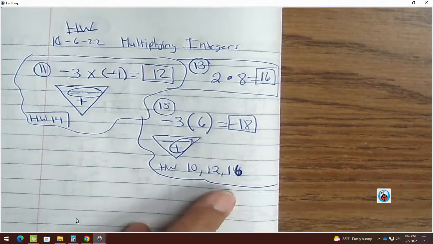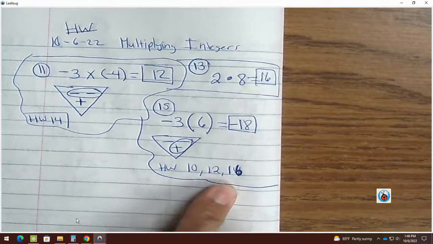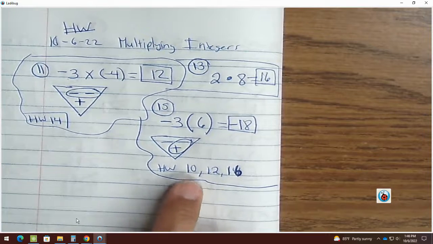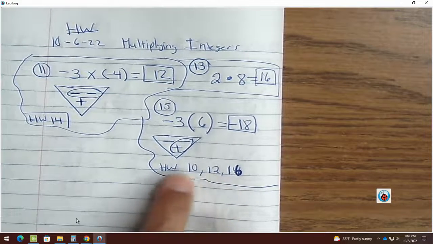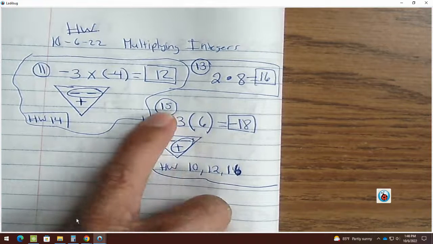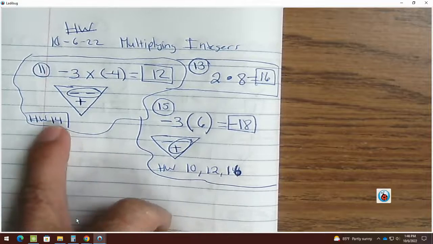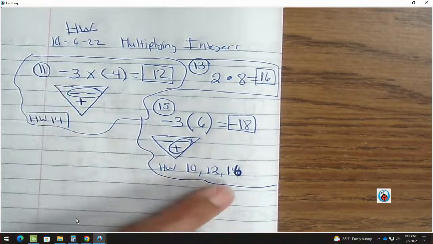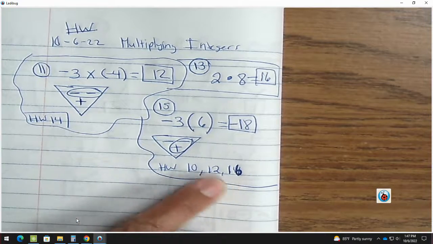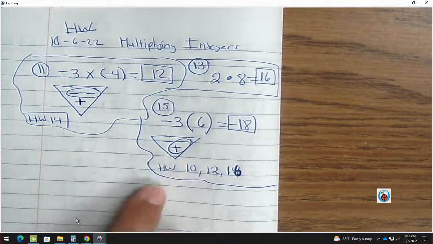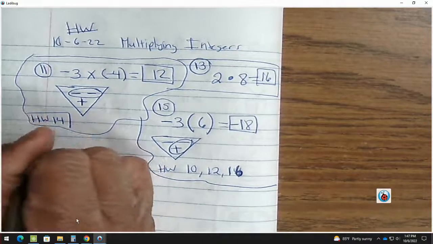Yeah, pues tell me because yo estoy viejito y se me va la onda. Listen. 10, 12, 16 is for homework. And that's like number 15. It's not 14. My bad. 14 was already over there with 11. Okay? Any questions? Now let's go to number 1.